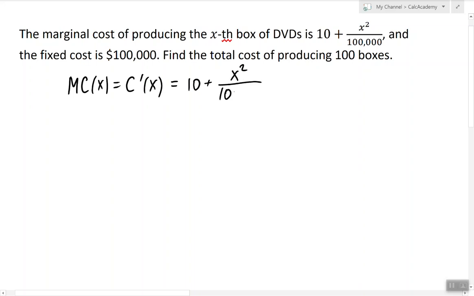and it is equal to this function. So to find the cost function, we have to find the antiderivative of the marginal cost. So if we're looking for the cost function, we're going to set it up like this.